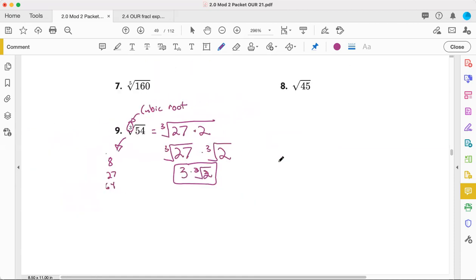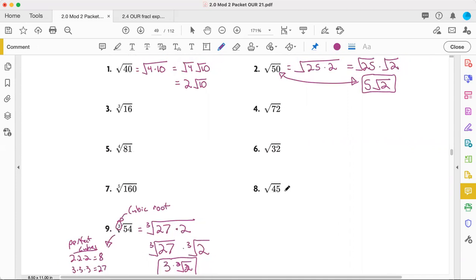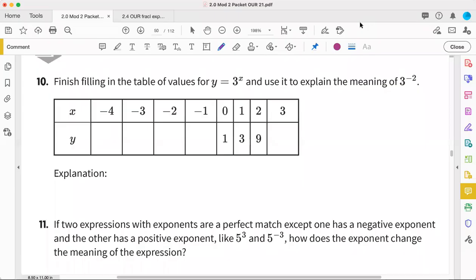Capiche? Any questions on those? With the other ones, with the exception of 3 and 5, those are perfect squares you'll look for. So those I don't think are too bad. 10's kind of cool. We're modeling 3 to the x power, where every time it moves forward, it keeps multiplying by 3. So 9 times 3 will get you 27.